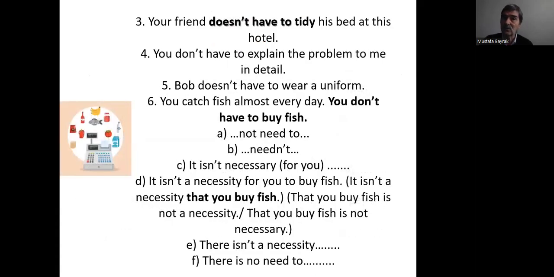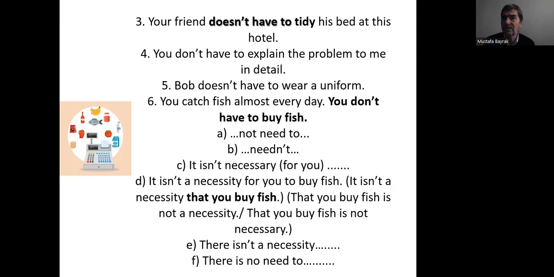Your friend doesn't have to tidy his bed at this hotel, okay? You don't have to explain the problem to me. Bob doesn't have to wear a uniform. Okay, you catch fish almost every day, so you don't have to buy fish. Why? Because you catch fish almost every day. Okay.